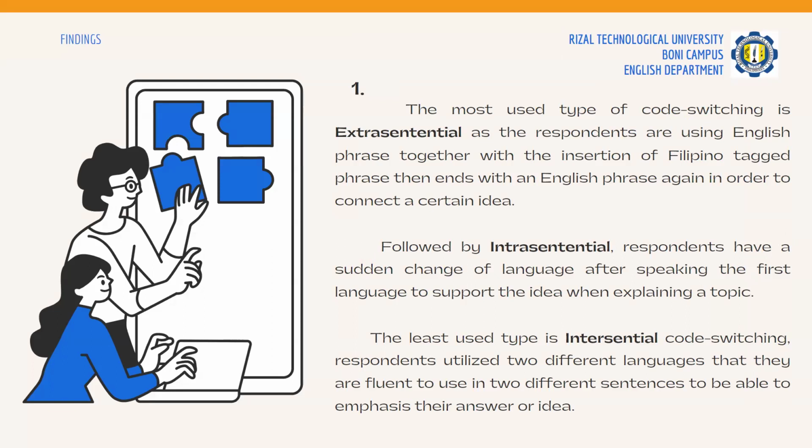For the results and discussion, let's start with SOP1, which is: what are the types of code switching the students usually use in a synchronous class? The findings indicate a hierarchy in the usage of code switching types, with extrasentential being the most prevalent, followed by intrasentential, and intersentential being the least utilized. These patterns shed light on the nuanced ways in which respondents employ code switching as a linguistic resource to convey their ideas effectively in the context of online communication.